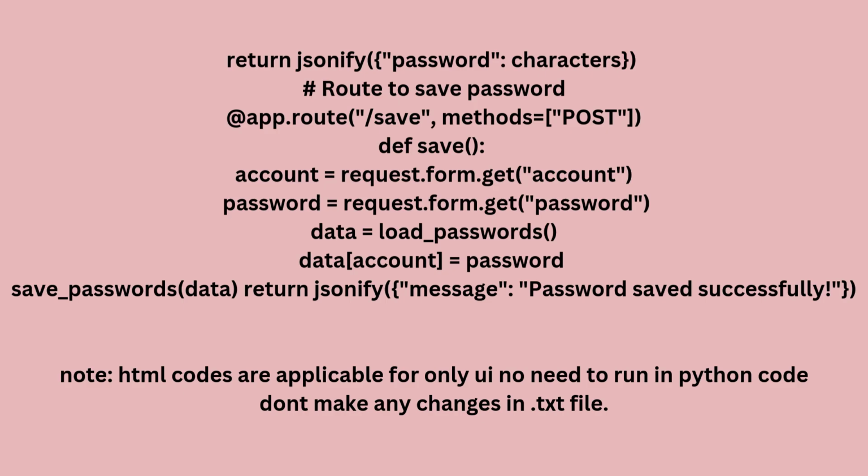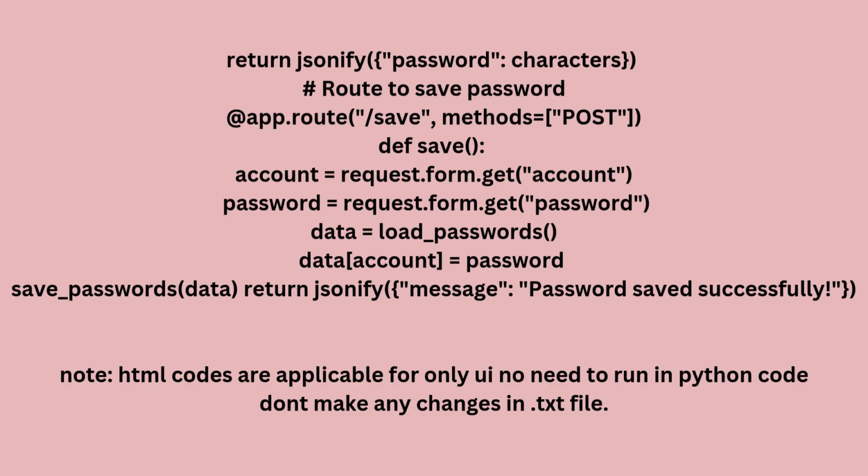Generate password. @app.route generate, methods equals post. def generate: length = int(request.form.get length, 12); characters = secrets.token_safe(length); return jsonify password, characters. Purpose: generates a secure password. Logic: the front-end form sends the desired password length to this route via post request. The secrets.token_safe function generates a random password of the given length. Returns the password in JSON format to the client.